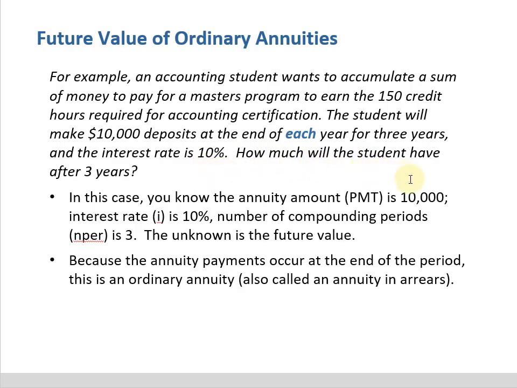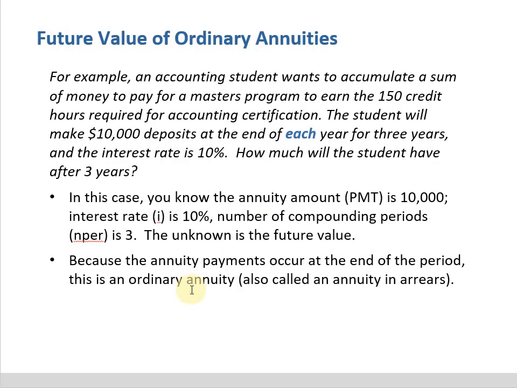So we know the annuity amount, abbreviated PMT for payment. It's $10,000. The interest rate is 10%, and we have annual compounding here. So the number of compounding periods is 3 years. What we don't know is the future value. Because the payments are going to occur at the end of the year, this would be an ordinary annuity, and sometimes you hear that referred to as an annuity in arrears. They mean the same thing.